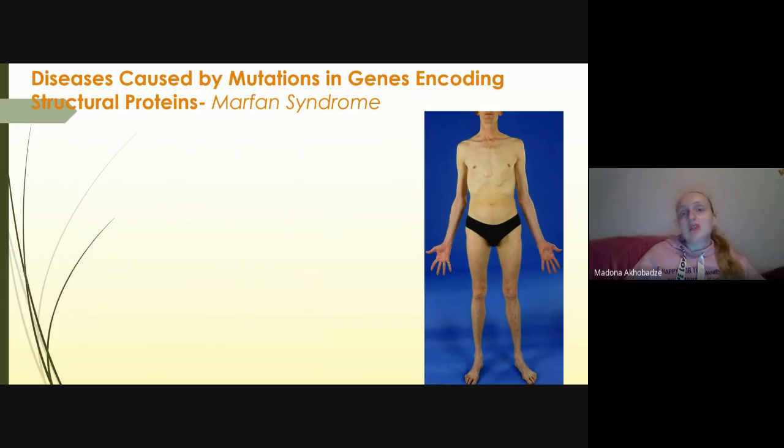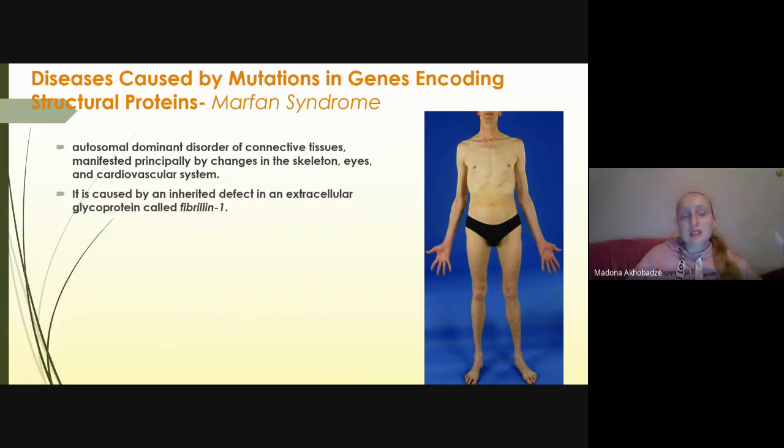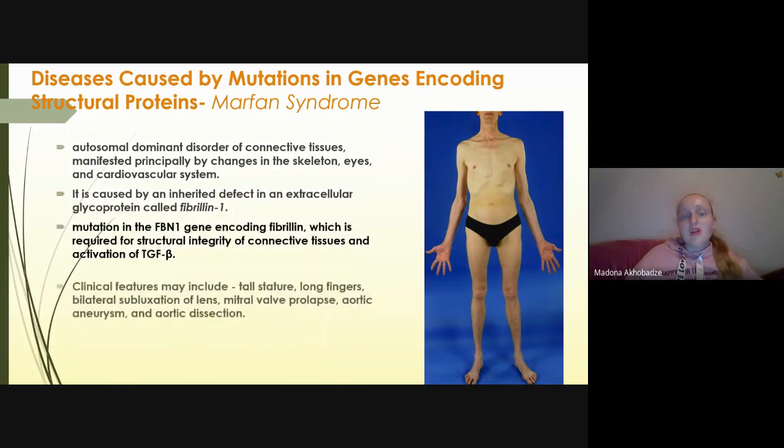structural protein coding genes, like Marfan syndrome, which is the autosomal dominant disorder of the connective tissue, manifested principally by changes in the skeleton, the eyes, and the cardiovascular system. It is caused by an inherited defect in an extracellular glycoprotein called fibrillin 1. Mutation in the fibrillin 1 gene.